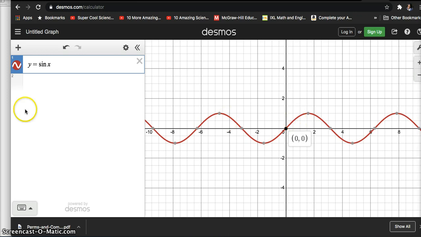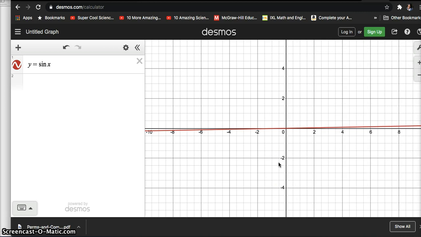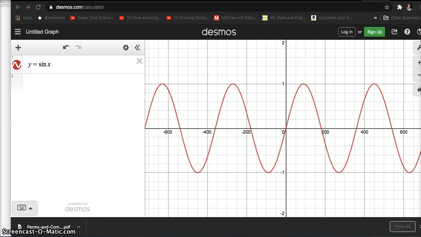So I'm going to change this from radians to degrees, so that it makes a little bit of sense. And I'm going to change the x-axis so we can deal with some really big angles. Let's go ahead and do that. And then we'll focus in a little bit and see what we got.